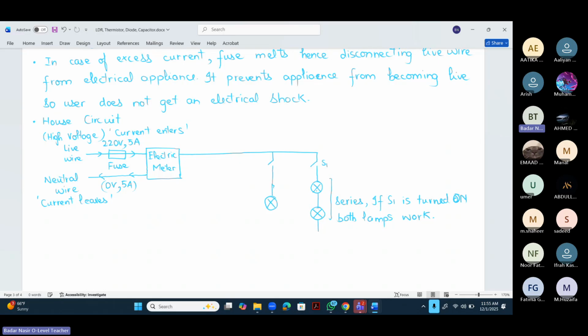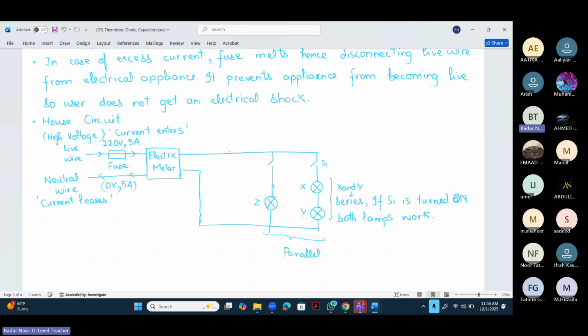Now let's say we have another one. Let me call these lamps X and Y. So X and Y lamps are in series. And let me call this lamp Z. So this Z lamp is basically in parallel. Okay, so these are in parallel with each other.